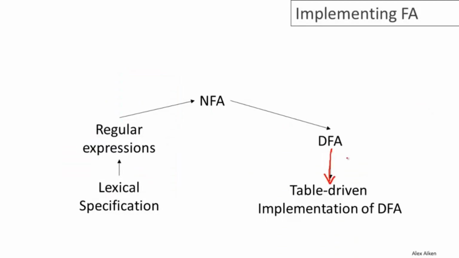And actually, I should say that this chart is not quite completely accurate because sometimes we don't go all the way to DFAs. We stop with NFAs and we implement them directly. And so we'll also talk a little bit about that. What if we didn't want to build a DFA and instead wanted to base our lexical analyzers directly on an NFA?